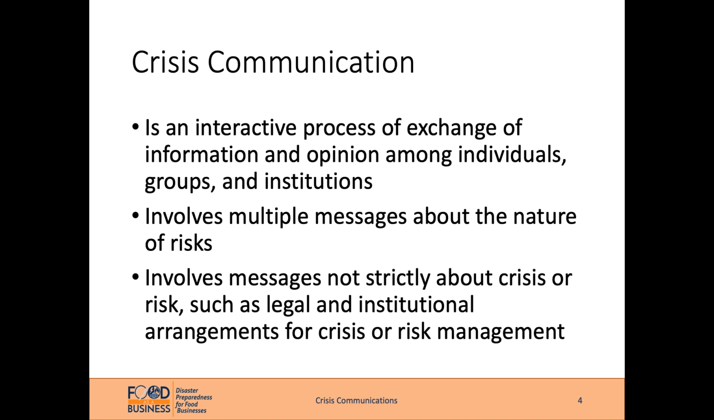This involves multiple messages about the nature of the risk or crisis situation, and so that's why it is so important to be prepared for these type of situations, so that you are ready to act with truthful, concrete information to help mitigate the situation. This involves messages not strictly about the crisis or the risk, including legal information, institutional arrangements for this crisis or risk management.